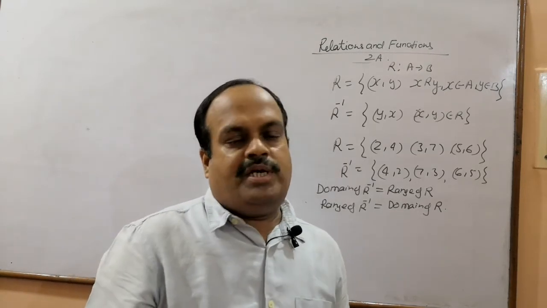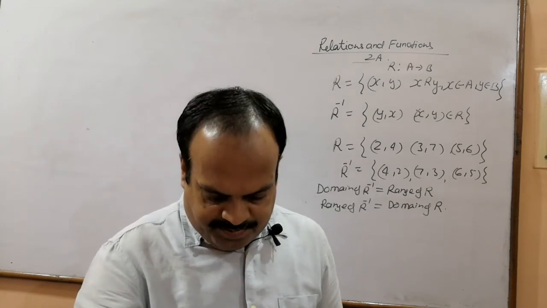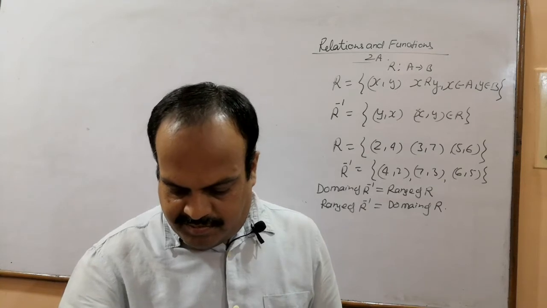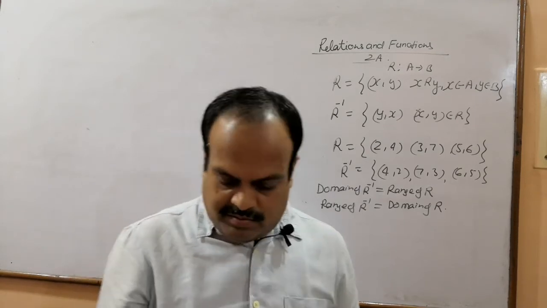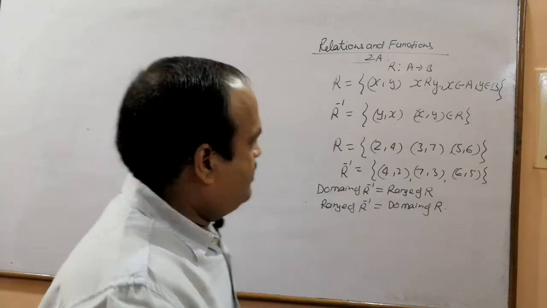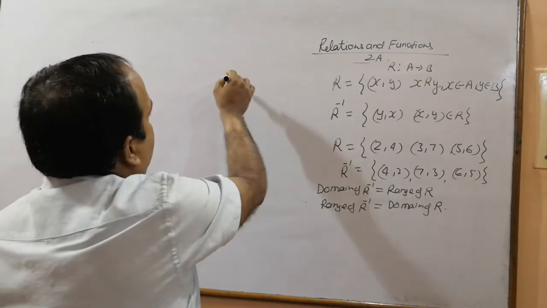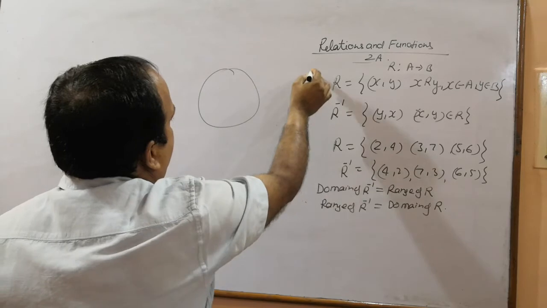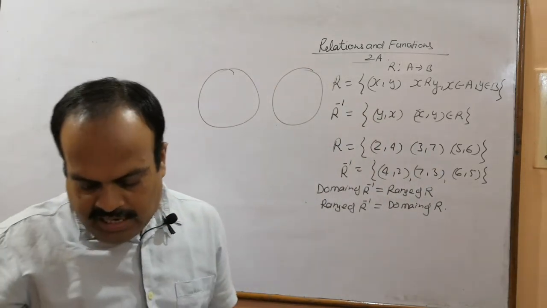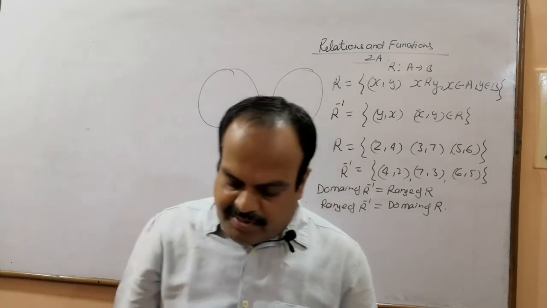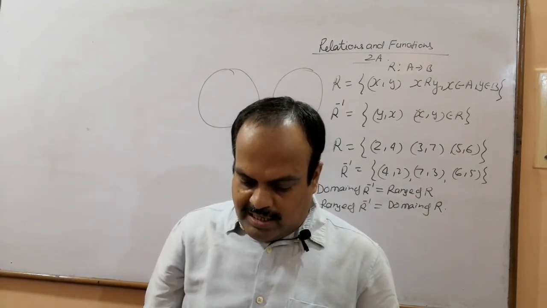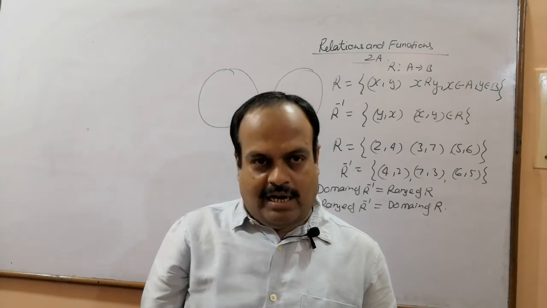Let's do question number 1. Write down the relation shown by the arrow diagram by listing the ordered pairs. State the domain, codomain, and the range of the relation.